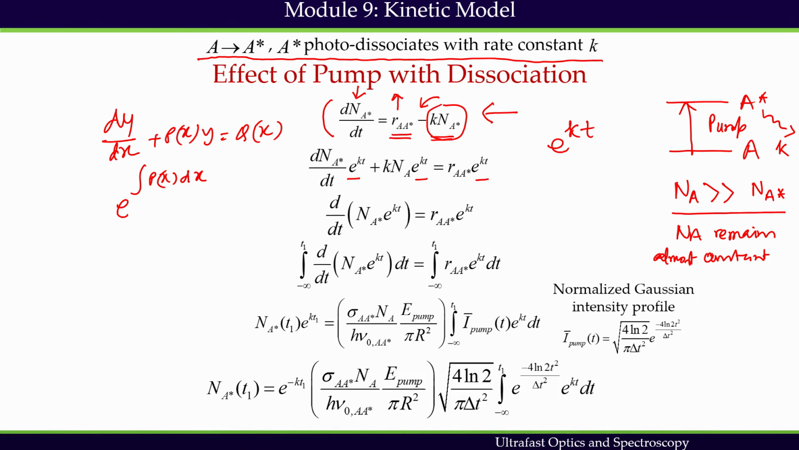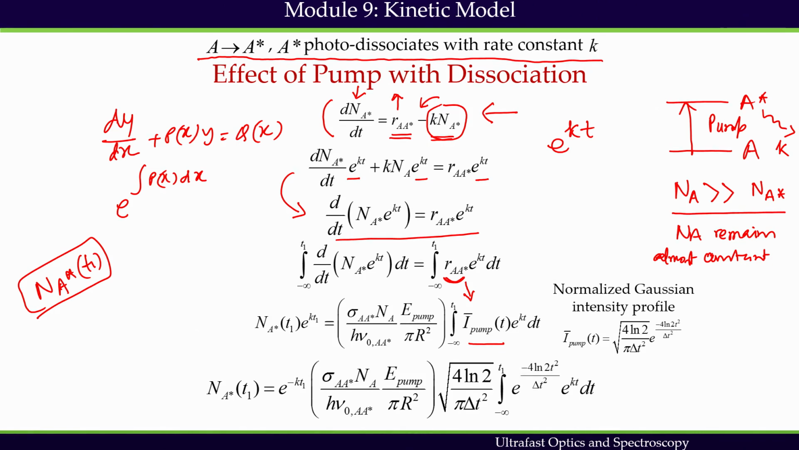And after rearrangement of this equation we get this, very easy to follow. Finally, we would like to integrate it from minus infinity to T1, because we would like to know the build-up signal. The ultimate motivation is to find out N A star of T1, how this N A star population is responding. So, this integration can be done, but we have inserted now this R A A star, the rate of excitation. This expression was obtained before, and it is related to this integration from minus infinity to T1 for the normalized Gaussian function.